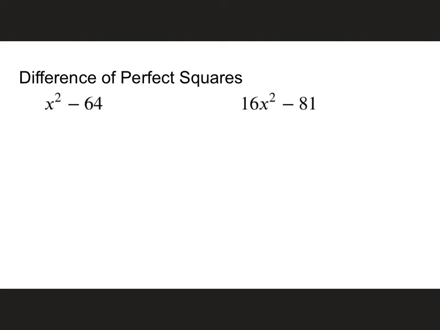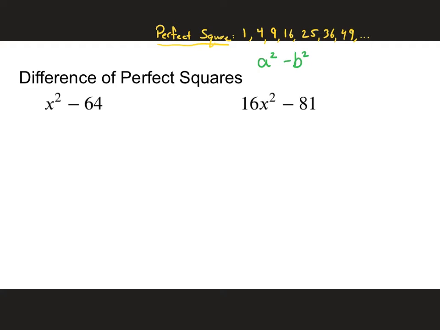Let's take a look at factoring the difference of 2 perfect squares. So very generically, the difference of 2 perfect squares always looks like something squared minus something else squared. What's really helpful is if you can recognize perfect squares. Perfect squares are like 1 squared, 2 squared, 3 squared. So 1 squared is 1, 2 squared is 4, 3 squared is 9, and 16, 25, 36, 49, and so forth.